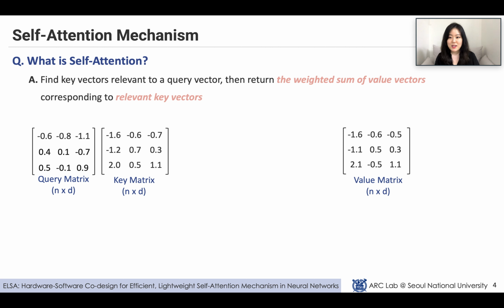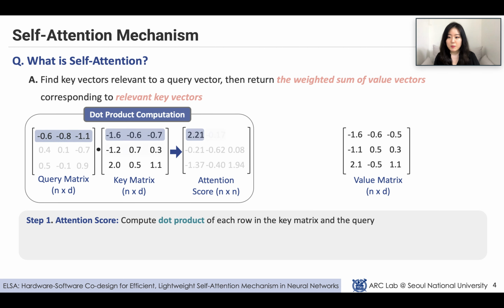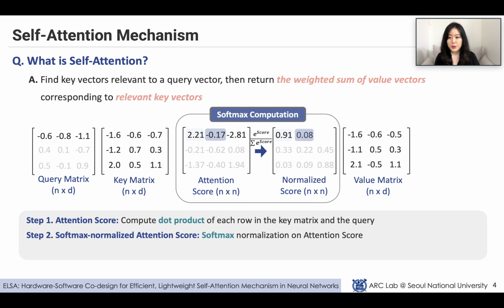The self-attention mechanism has three steps. Let's look at how it works for the first query that corresponds to the first row of the query matrix. First, it computes the dot product value of each row in the key matrix and the query. The result of the dot product is called the attention score. Second, it performs softmax normalization on the attention scores, which produces softmax normalized attention scores.